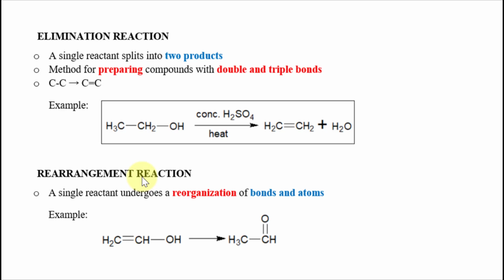A rearrangement reaction is a reaction in which atoms in a molecule are rearranged to form a new molecule. So in this reaction, the atoms and also the bonding in the molecules are the same, only the arrangement of the bonds and atoms might differ.